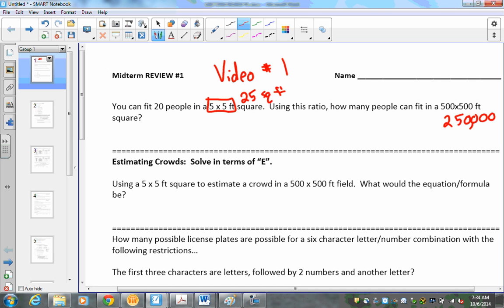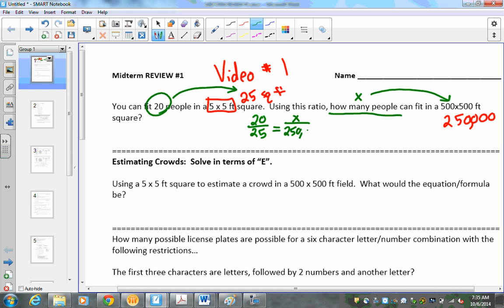And of course, I always got to check. And that is correct. Awesome. All right, so what you're going to do is create a proportion, okay? You're going to take the 20 people that can fit in the room and compare it to the 25 square feet. So 20 over 25 is equal to, we're looking for how many people, so we're just going to call that x, is equal to x over 250,000.